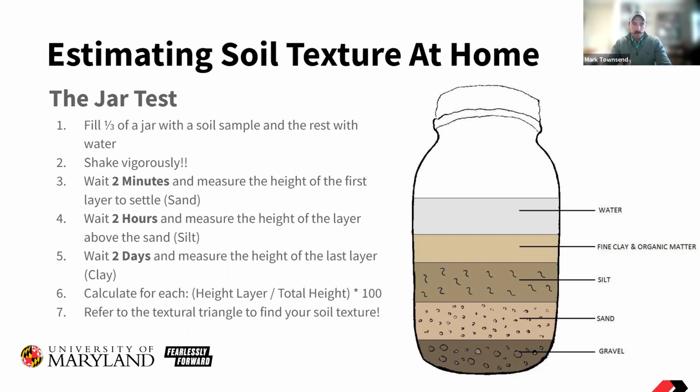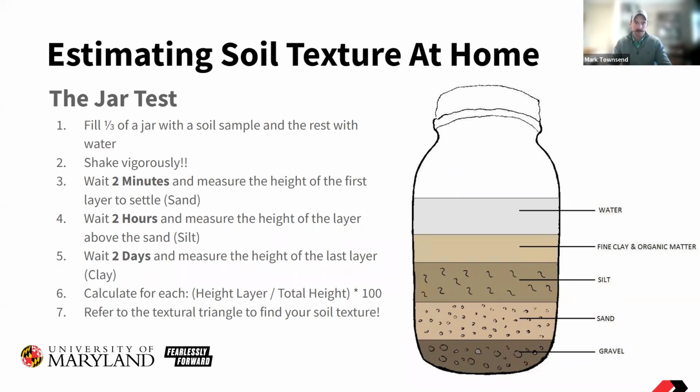So what we'll do after the 2 days is we'll take the height of each layer and we'll divide that by the total height that we had, and then that gives us a percentage, okay? And then at which point we can go back to our soil textural triangle and take a really rough idea of what kind of soil we have.